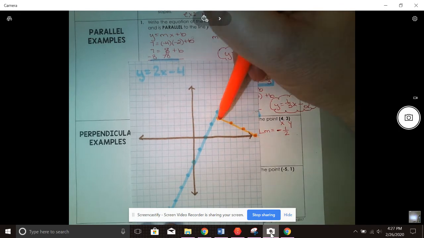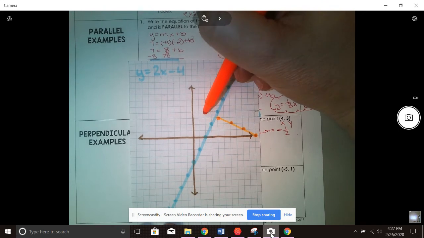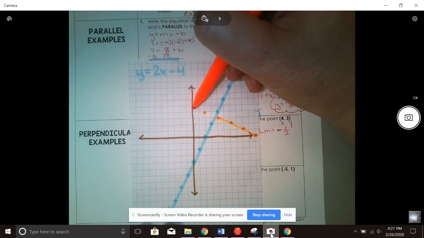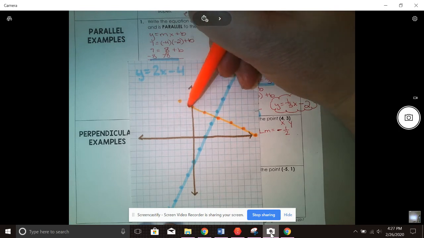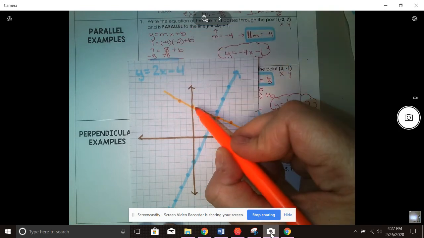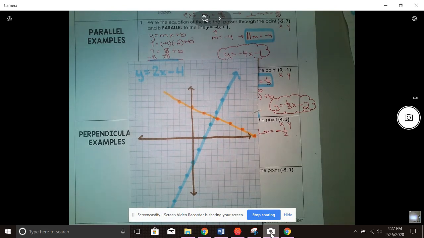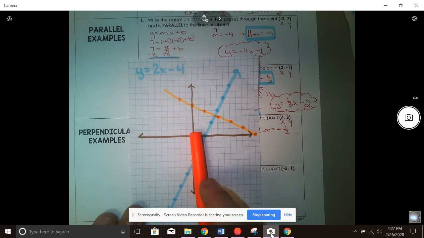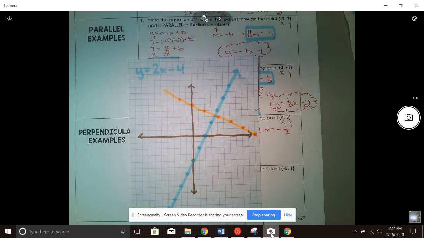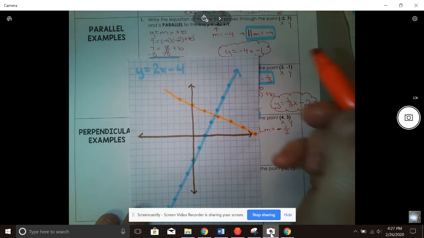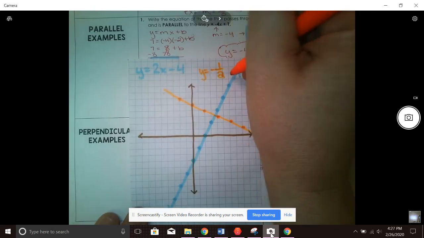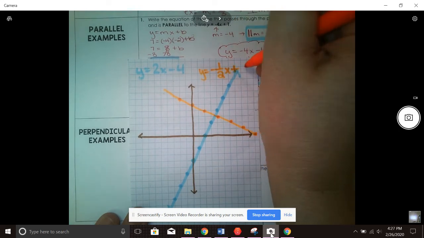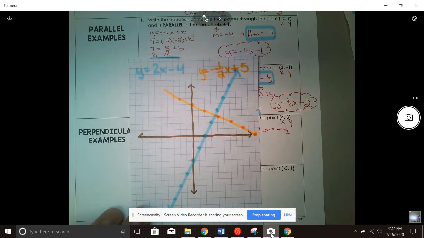To go the opposite way, I would go up 1, backwards 2, up 1, backwards 2, up 1, backwards 2. And there's my y-intercept. Let's count it out. That's the point 1, 2, 3, 4, 5. So if I were to write an equation that represents this orange line, it would be y equals the negative 1/2 that we talked about for slope plus 5 for the new y-intercept.